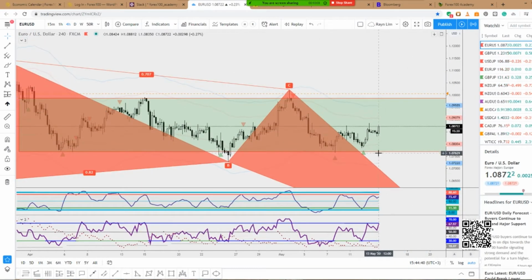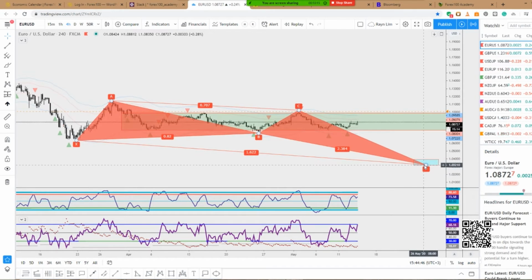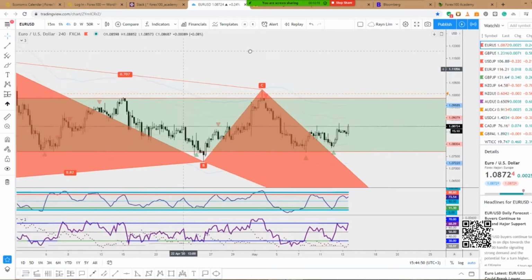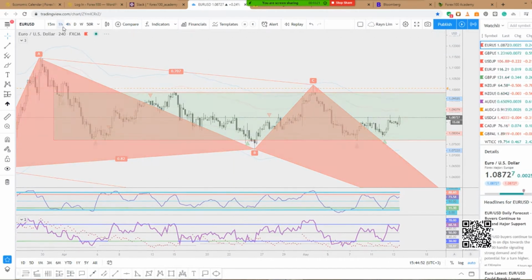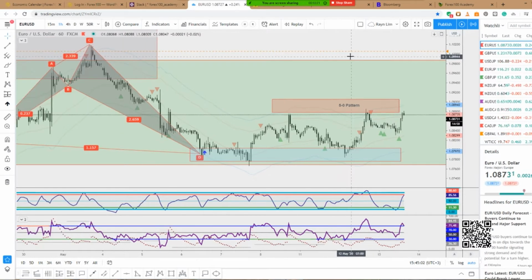If the market breaks and closes below the support level, then we will have a bullish crab pattern that forms at 1.0321 level. At the 1-hour chart, someone spotted a bat pattern, right? I think it's Weekly, correct? Yeah, but then we still need to wait for some confirmation. Yeah, there are some confirmation.